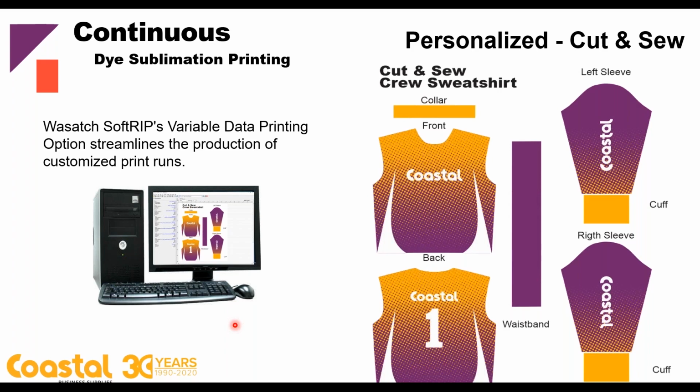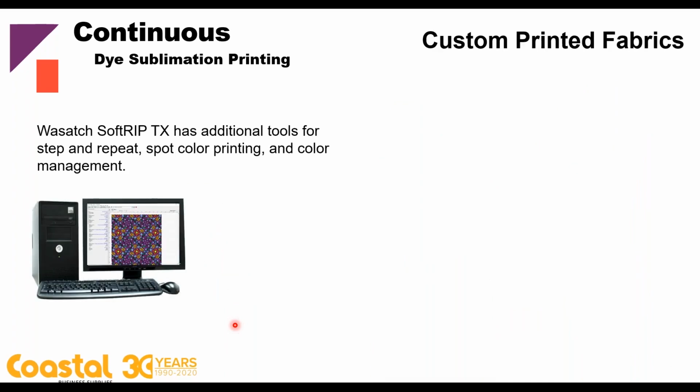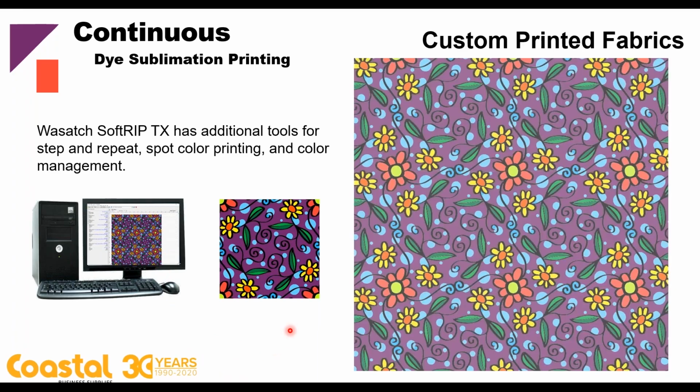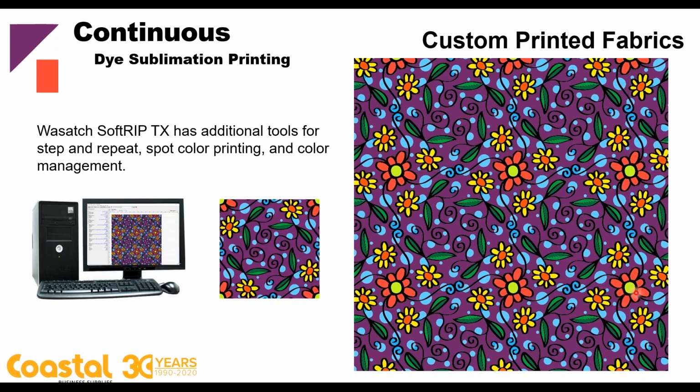So we're going to move over from printing pattern pieces to just printing a pattern. Another unique feature in the Wasatch RIP program that we offer is a tool where you can come up with just one image, one step and repeat image. Notice how the corners here have the red flower. You can design a step and repeat pattern, bring it into Wasatch, and with a few easy clicks, you have a repeat pattern over and over again. Now this is how those corners matched up to make those flowers.